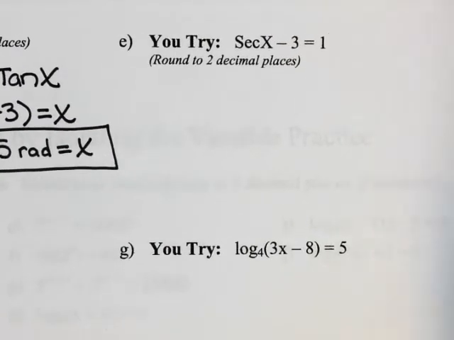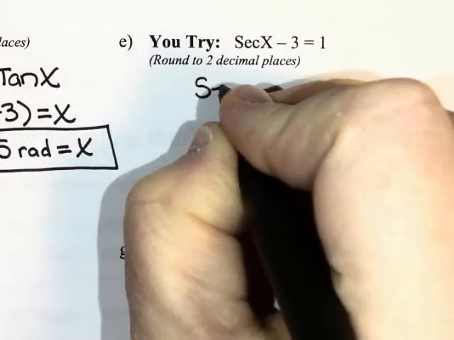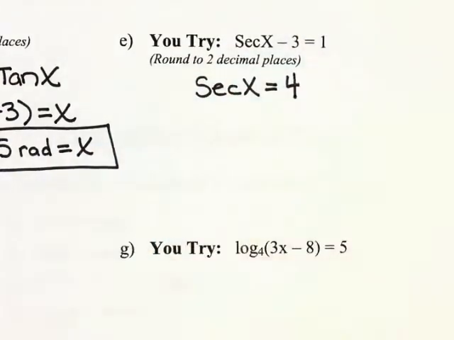Okay, so secant x minus 3 equals 1. I would start by adding 3 to both sides. So I would get secant x equals 1 plus 3, which is 4.